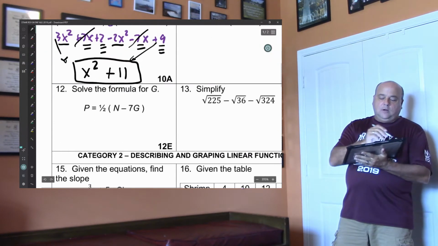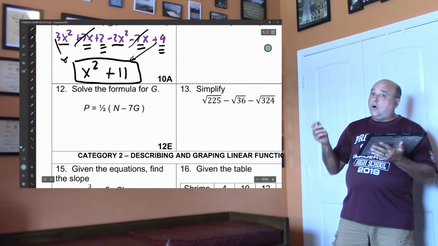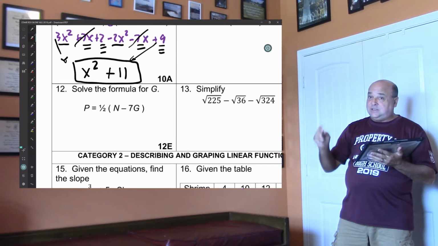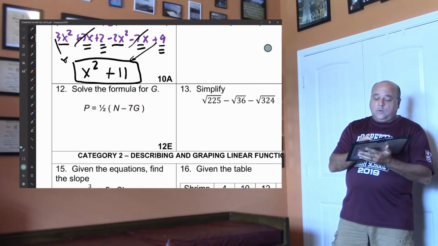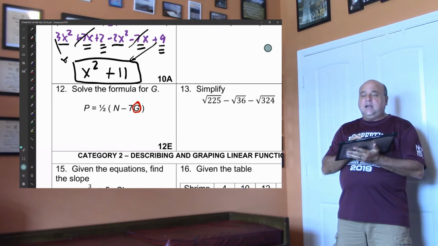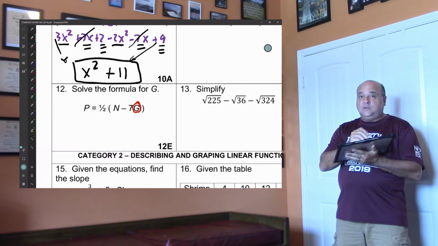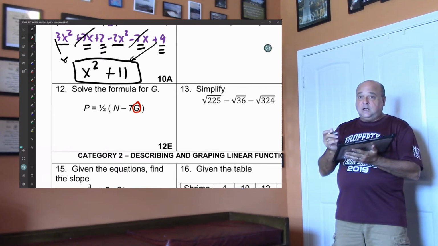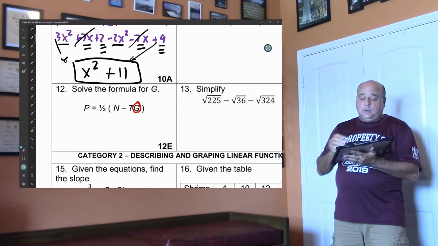Let's do number 12. These are the hardest things you're going to do before Christmas. This is a hard concept. We're going to solve for g. Now notice, we need to get rid of the 2, the n, and the 7, right? The 2 will move across and go from the bottom to the top. The n is going to be subtracting, and the negative 7 is going to go on the bottom. And you'll see this as we do it.